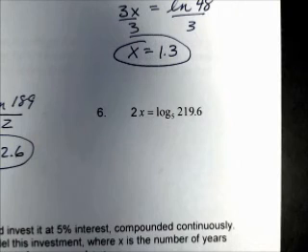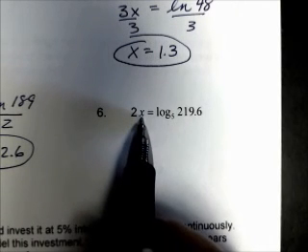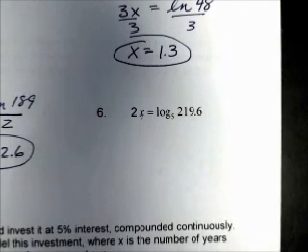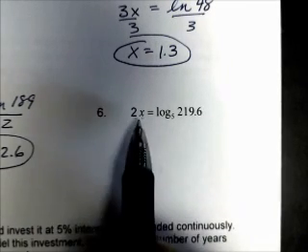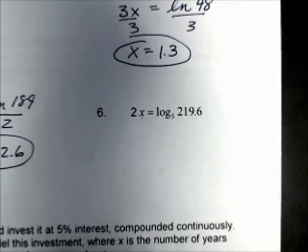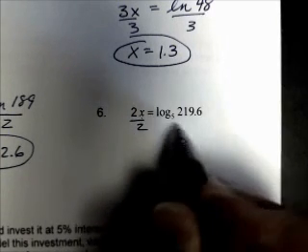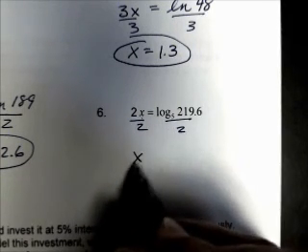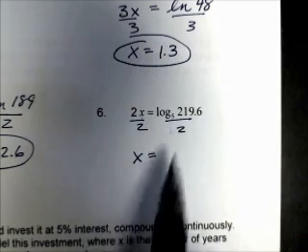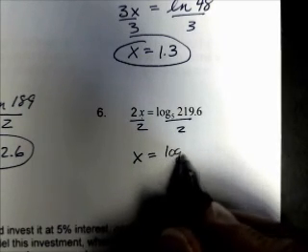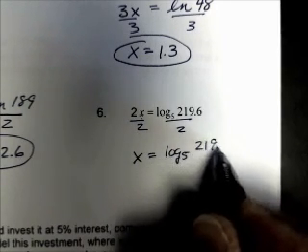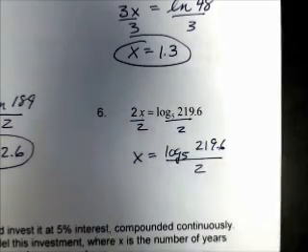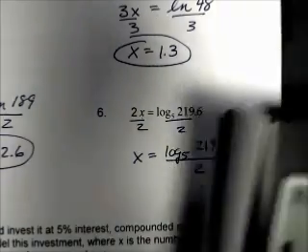Next, with number 6, here's x right here. Oh, okay. So it's not part of an exponent. So let's just get x by itself. Divide by 2. So x equals log base 5 of 219.6 divided by 2. And key that into the calculator.